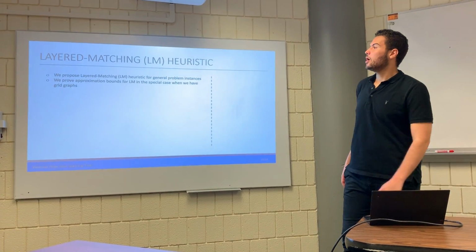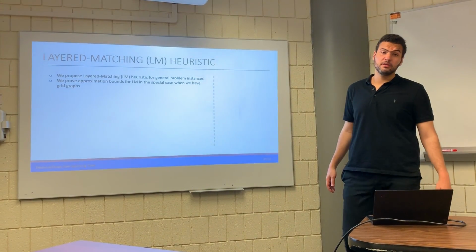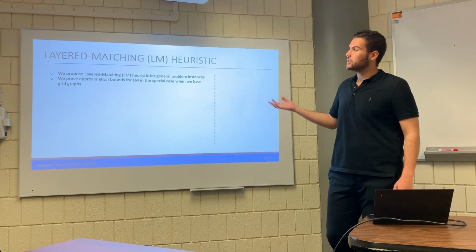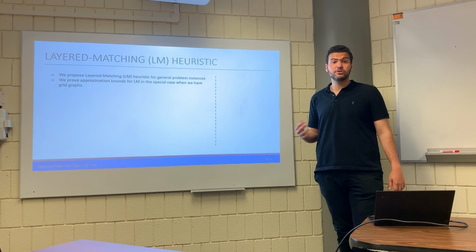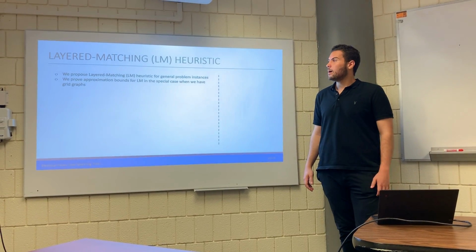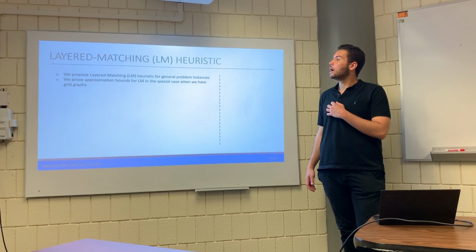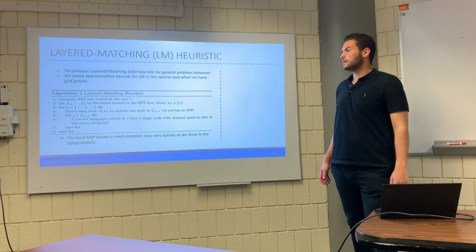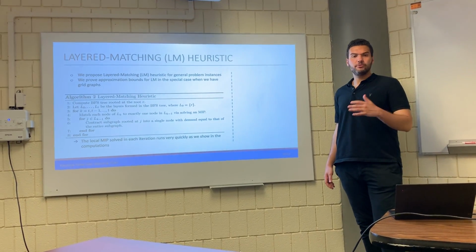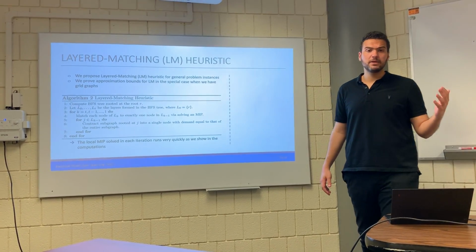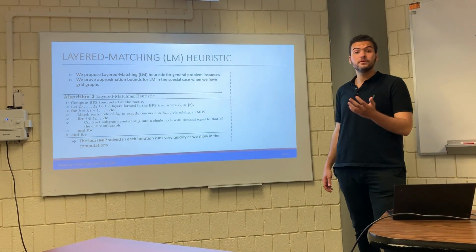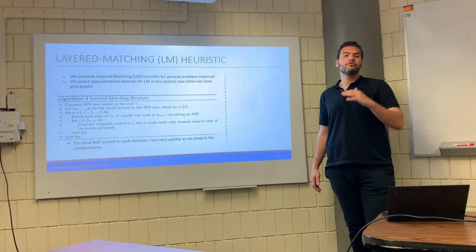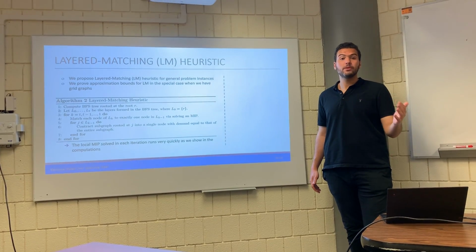So with the aim of improving the approximation factor of RIDE, we propose this layered matching heuristic. We're able to prove very nice approximations for this heuristic in special cases, such as when we have grid graphs. But in this talk, I'm going to present this heuristic in its most general form. So the heuristic is as follows. It starts by computing a breadth first search tree rooted at the root. This partitions the nodes of the graph into different layers depending on their hop length.